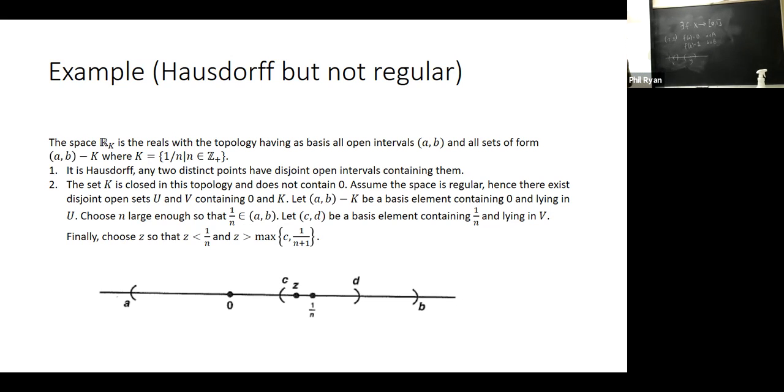But let's choose a point z such that z is less than 1 on n and bigger than c. If that's the case, then z lies inside V. But if z is also bigger than 1 on n plus 1, then z is not of the form 1 over m, where m is some integer. So z has to also lie in U. And that's our contradiction. We've come up with something which is in both U and V.